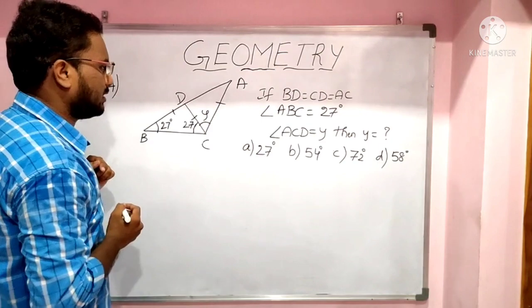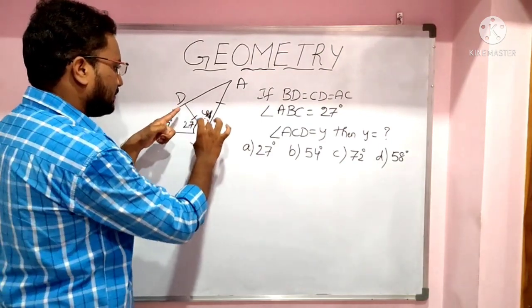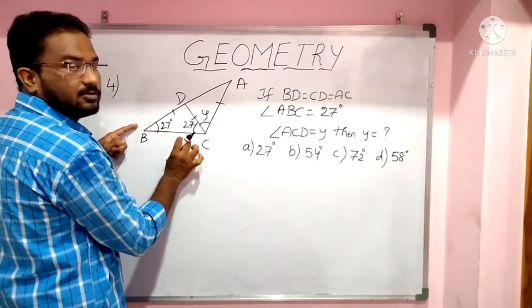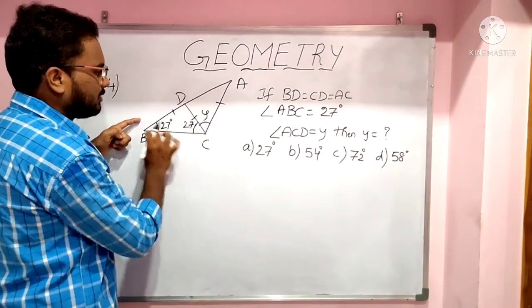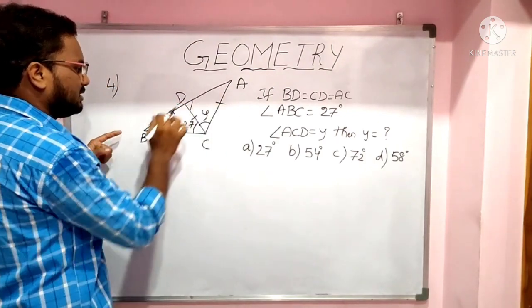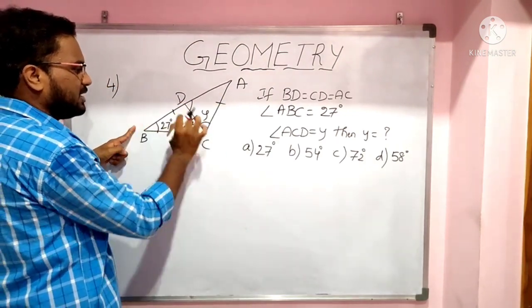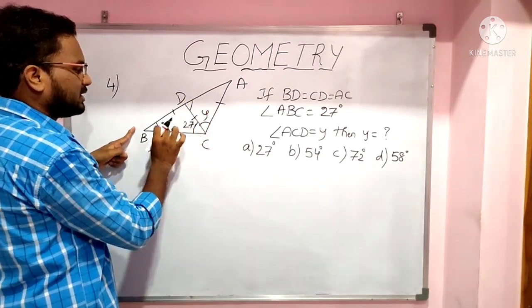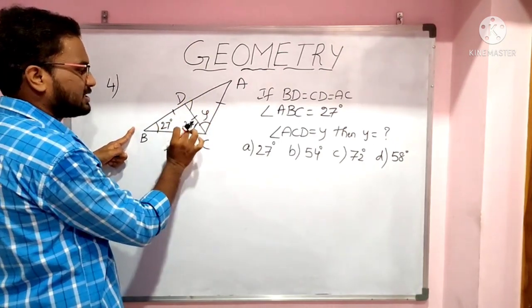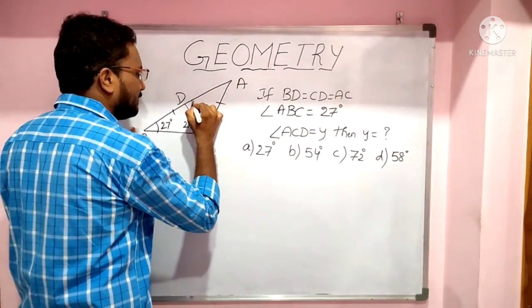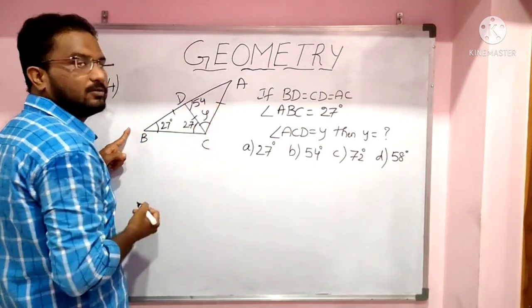Okay, and in this triangle, first of all, this is 27 and this is 27. So this will be the exterior angle of this triangle. Angle CDA is the exterior angle of triangle BDC. Exterior angle equal to sum of opposite interior angles. So this is 27, this is 27. This will be 54 degrees.